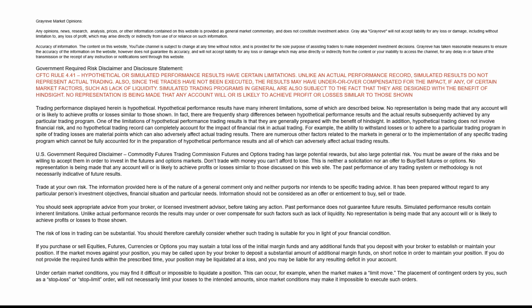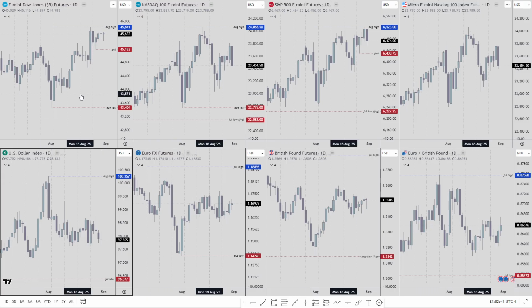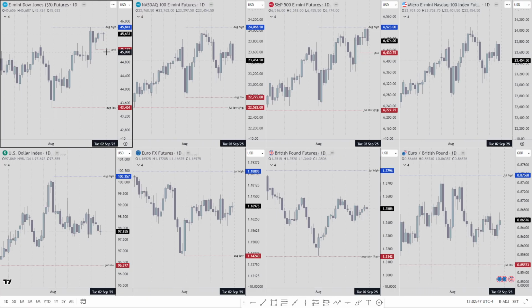Jumping right into the charts, I have annotated the previous month's highs and lows, as well as some of the assets' previous week's low.